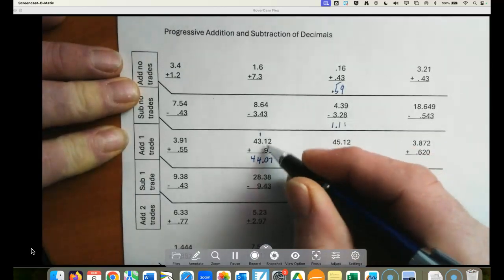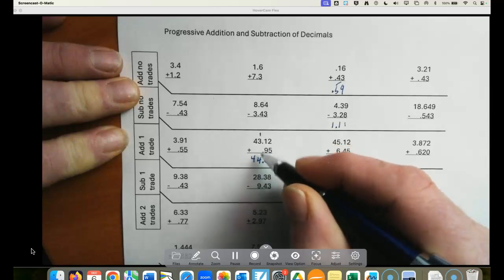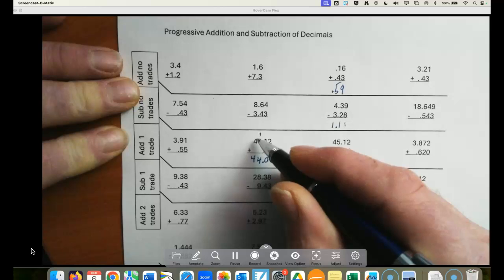2 plus 5 is 7, 1 plus 9, there's your 10, 0, 1 up. We have 4, 4 plus 0 is 4, 4 plus 0 is 4.